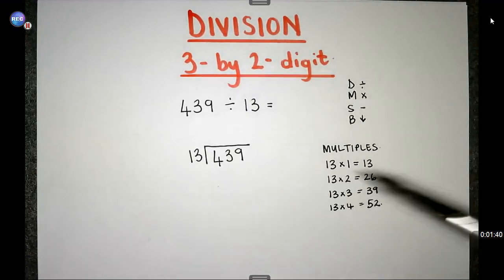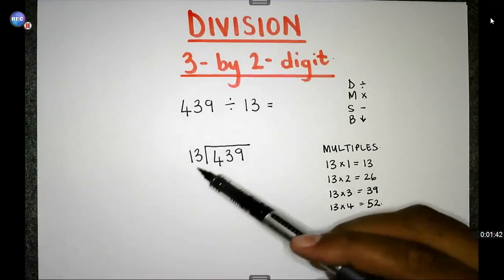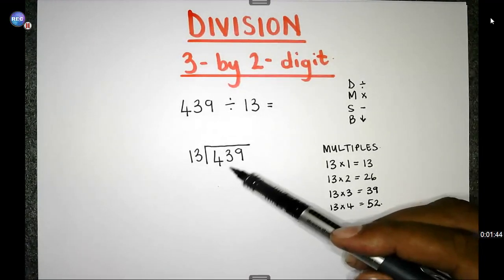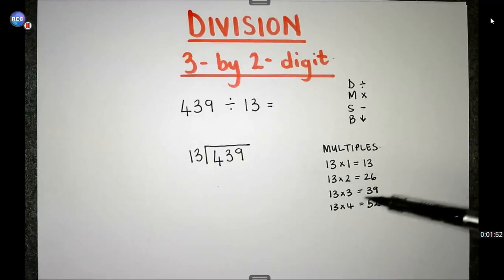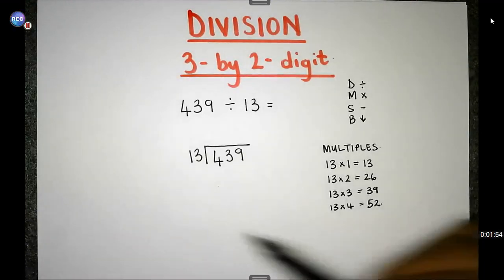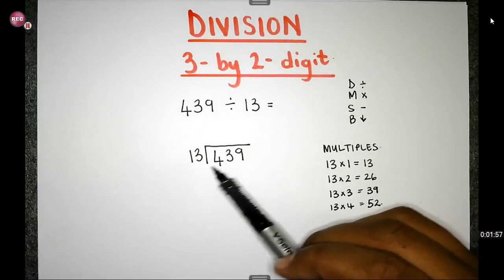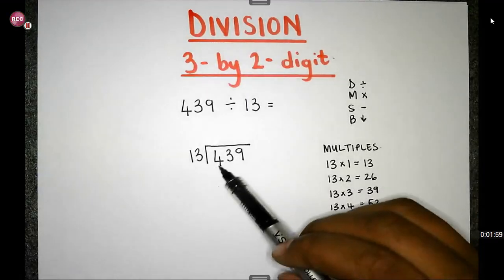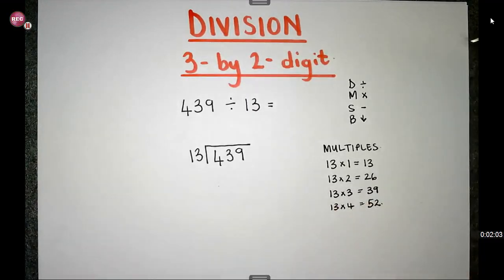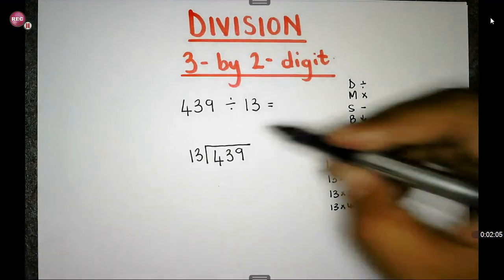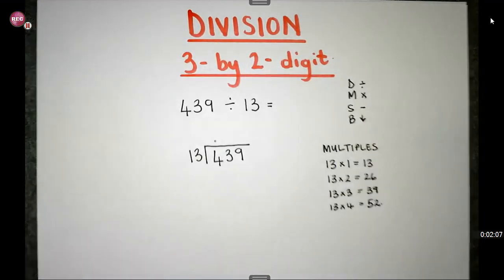So we need to check how many times can this number go into that number. Asking ourselves this question is basically the inverse of division. That's why we have our multiples over here. So now we need to check, can 13 go into every digit? So we first start with the first one. Can 13 go into 4? Obviously not, because 13 is much bigger than 4, so then we just place a dot.